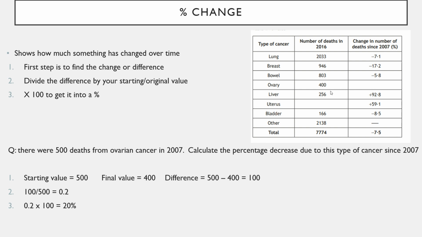Step 1, find the difference between your starting and end value. So 500 minus 400 is 100. Step 2, divide that difference by your original value, which was 500. And that worked out as 0.2. Finally, multiply by 100 for a 20% decrease in the number of ovarian cancer deaths.